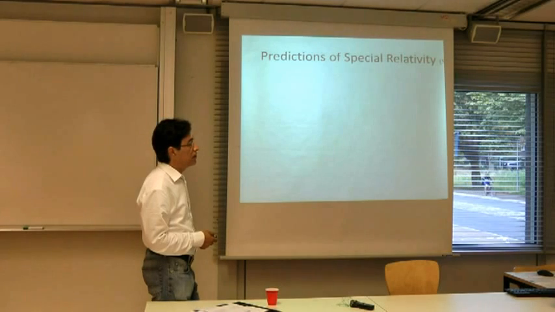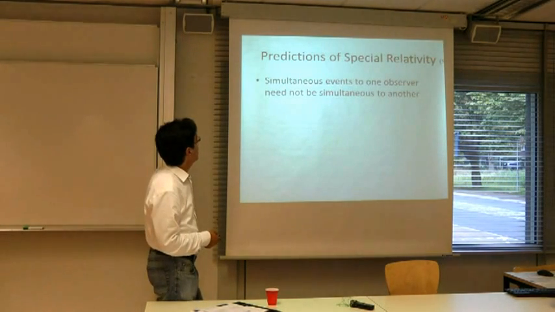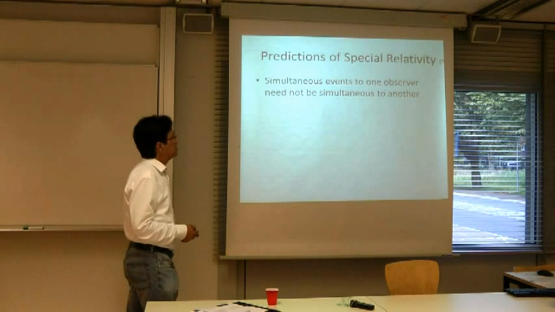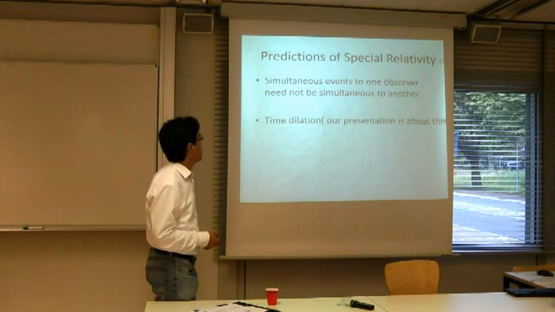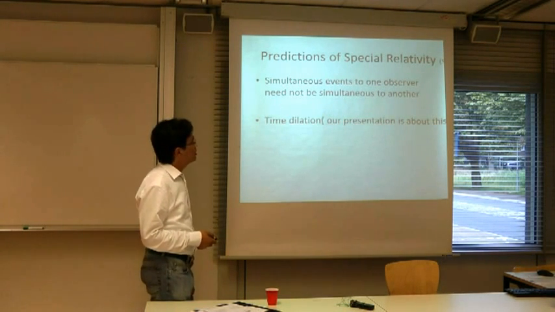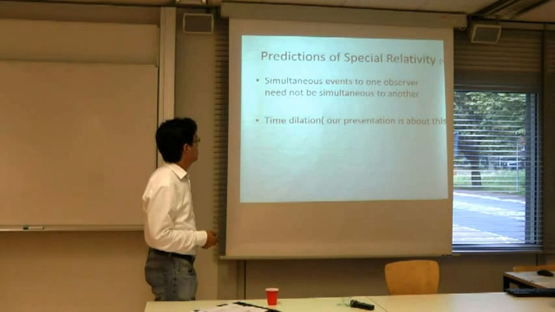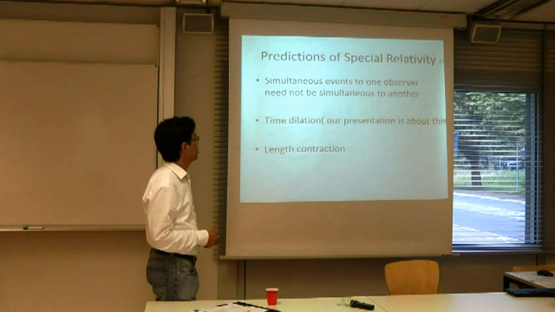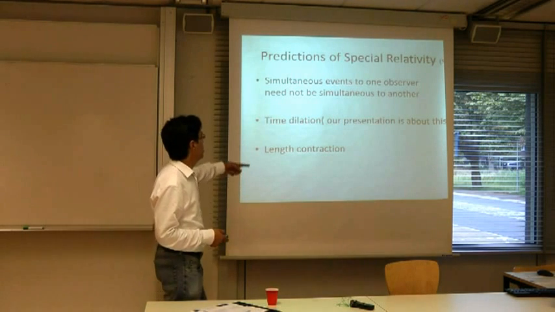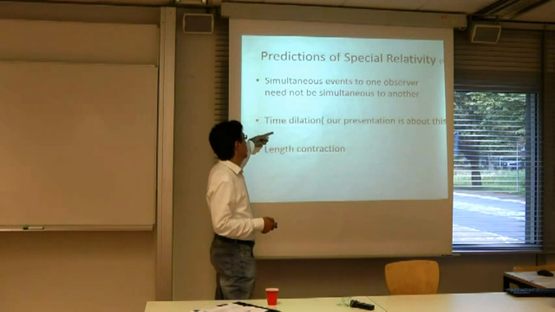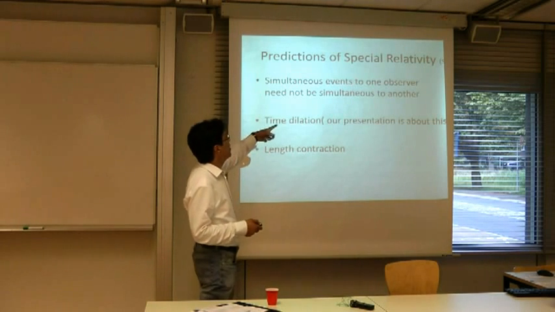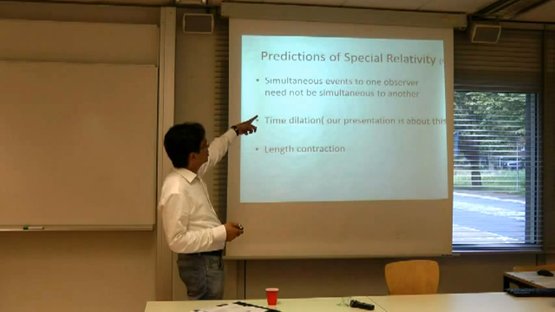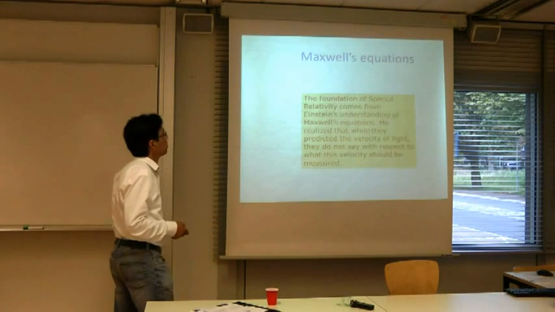Predictions of special relativity. Simultaneous events to one observer need not be simultaneous to another. Time dilation. Our presentation is about this. And the last or the third one is length contraction. Now, time dilation that we are going to talk about today is one of the consequences or the radical prediction of the special relativity.